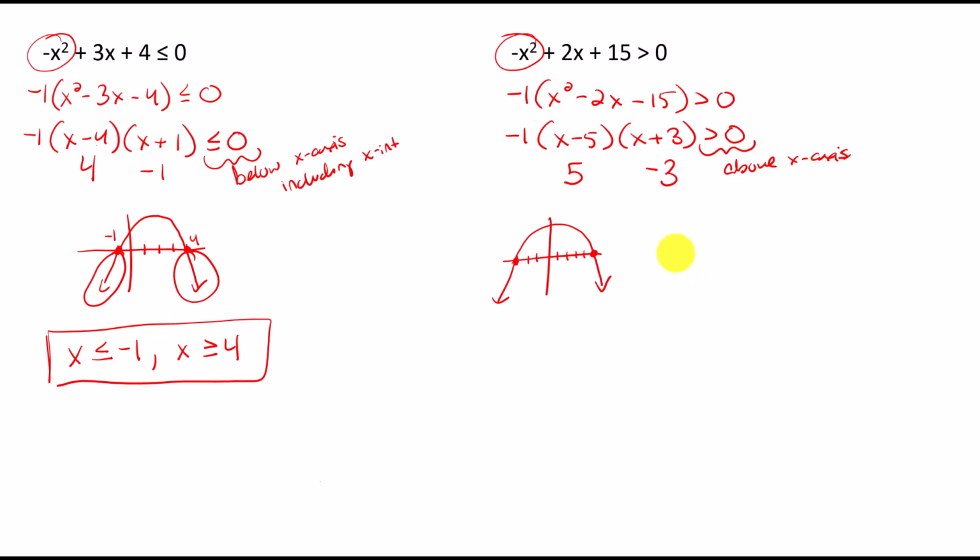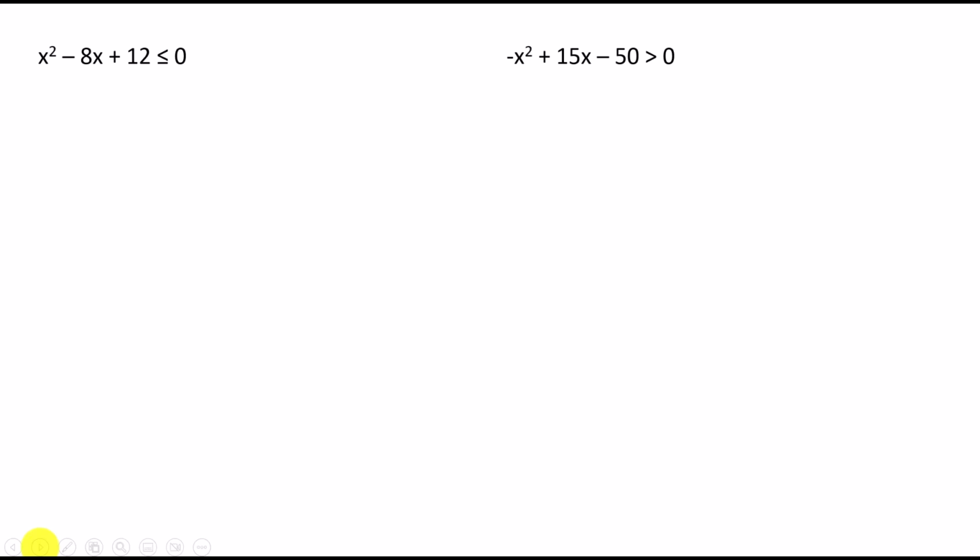Our answer would be, we need to find this part on the graph. You can see that this top part, between those two values, is the part that's above the x-axis. So when x is between, but not including, so just between, -3, the smallest one always goes here, and 5, the largest one always goes there. Okay, so that's your answer. Okay, take another minute and try this one, and then check your answer with me.